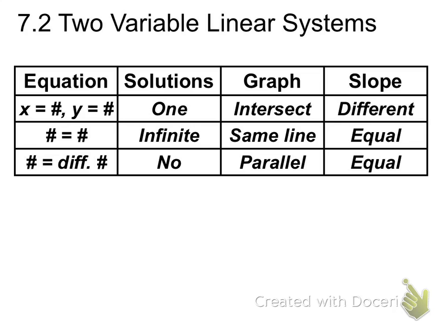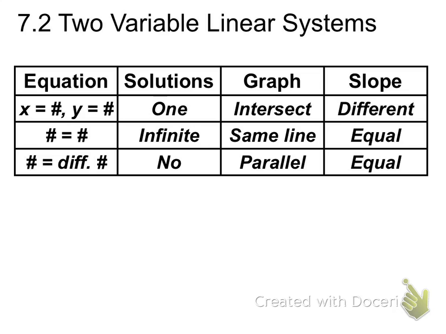The last situation is when you're solving and you get that a number equals a different number. 5 equals 3. So 5 doesn't equal 3, so that means that there are no solutions to the system. That actually means that the two lines are parallel to each other and they never intersect, and the slopes of parallel lines are also equal.